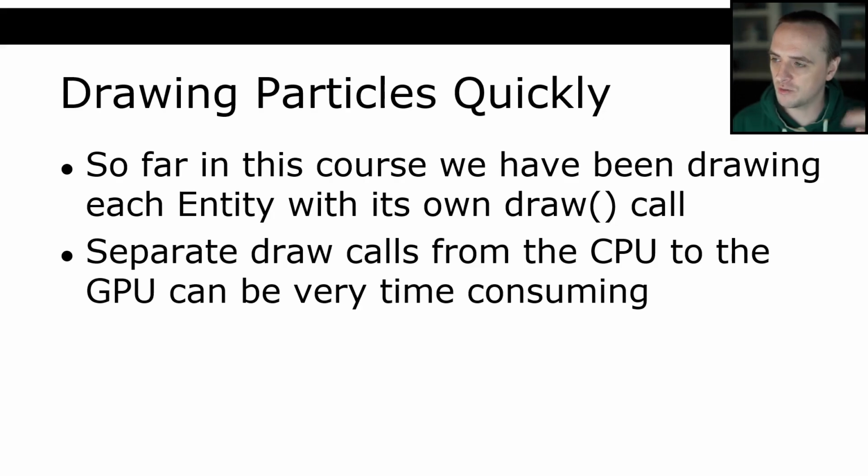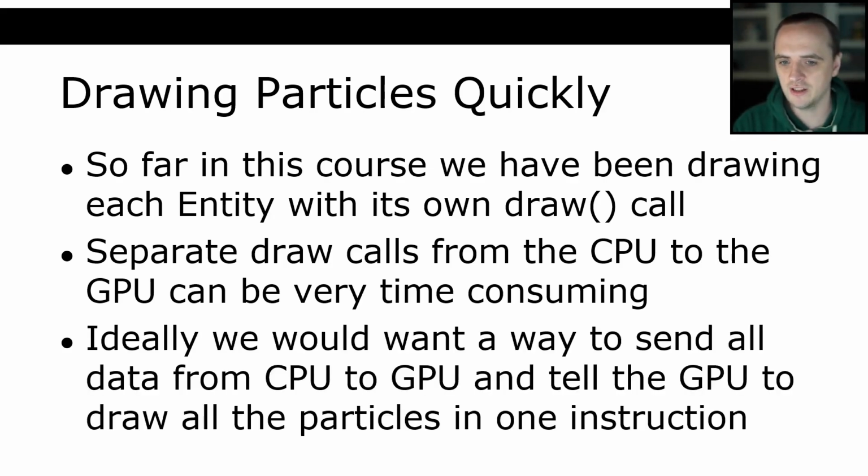And every time we go through that loop, every time we're at a new entity, the CPU has to send some data to the GPU and a command to the GPU to draw something. And that can be really slow. So ideally, we would want a way to send all of the data from the CPU to the GPU and tell the GPU to draw all the particles in just one instruction, right?